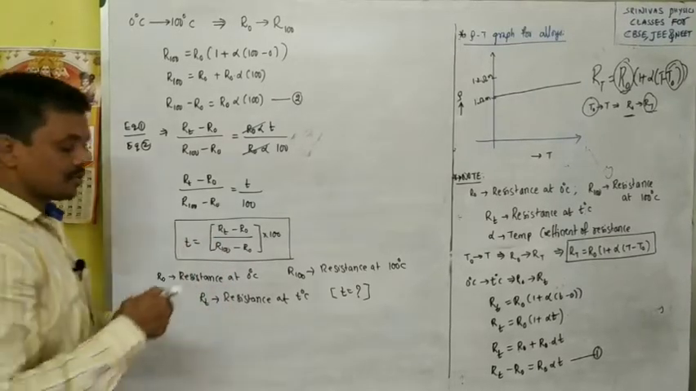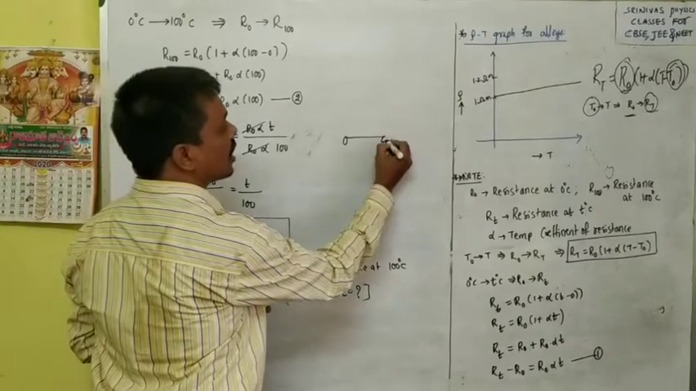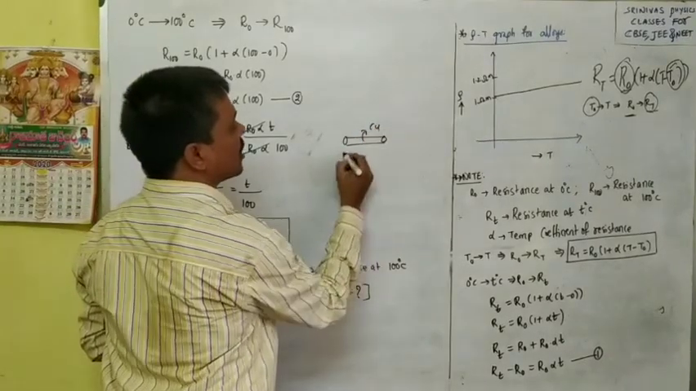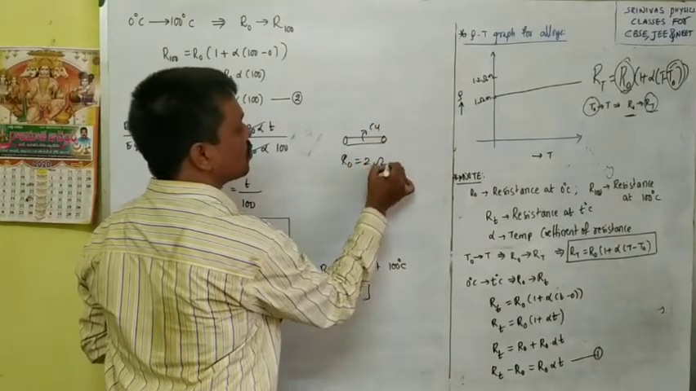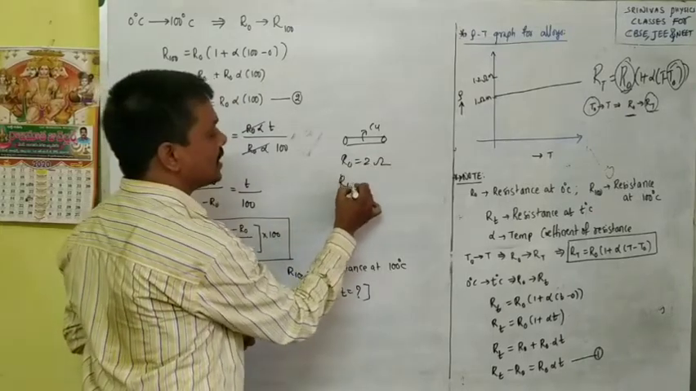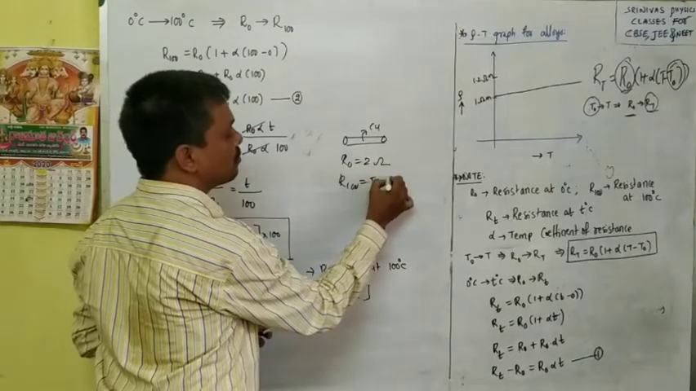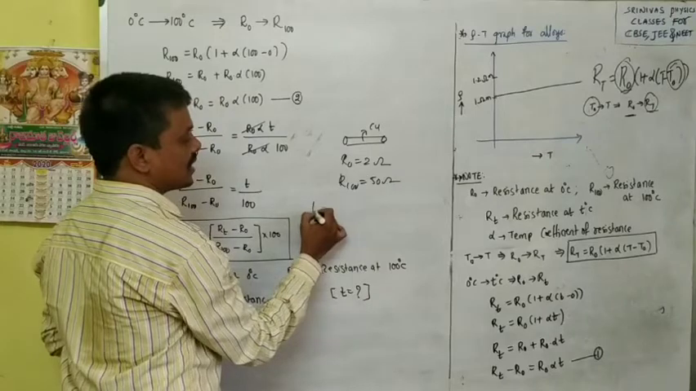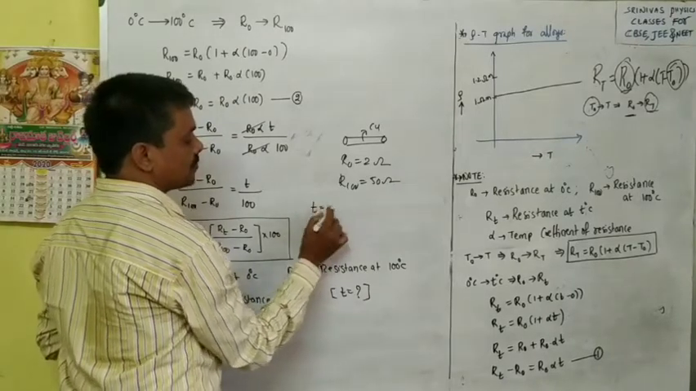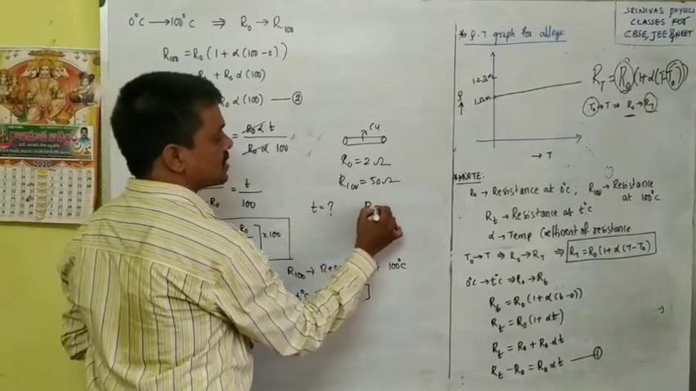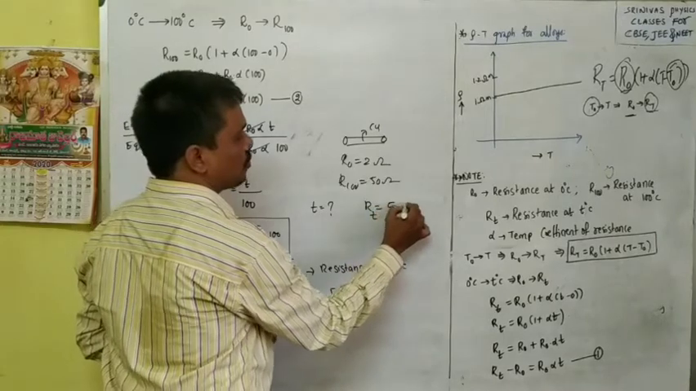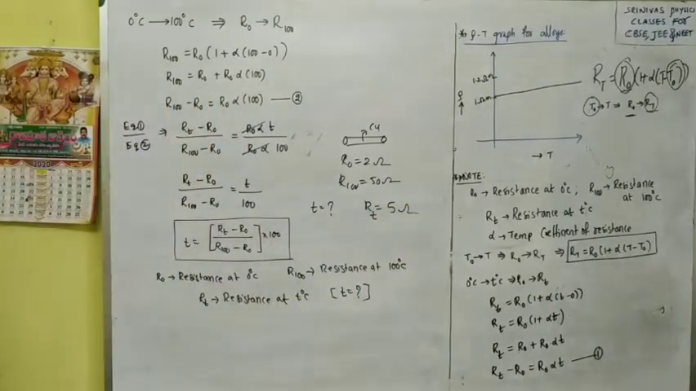Okay, for example, we have one copper. For the copper the resistance at 0 degrees Celsius is 2 ohm, and the resistance at 100 degrees Celsius is 50 ohm. And for example, they are asking at what temperature the resistance is 5 ohm. This is the question. We can use this formula, right? Look at here.